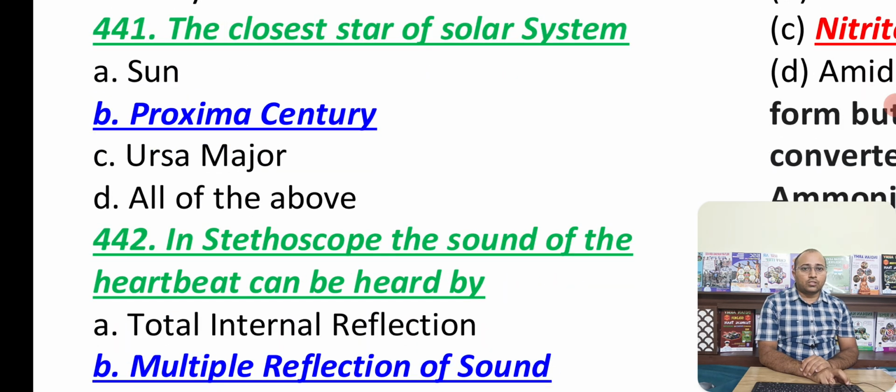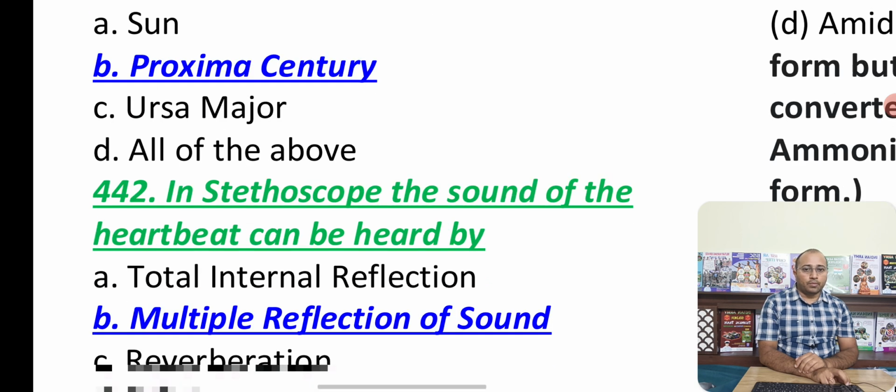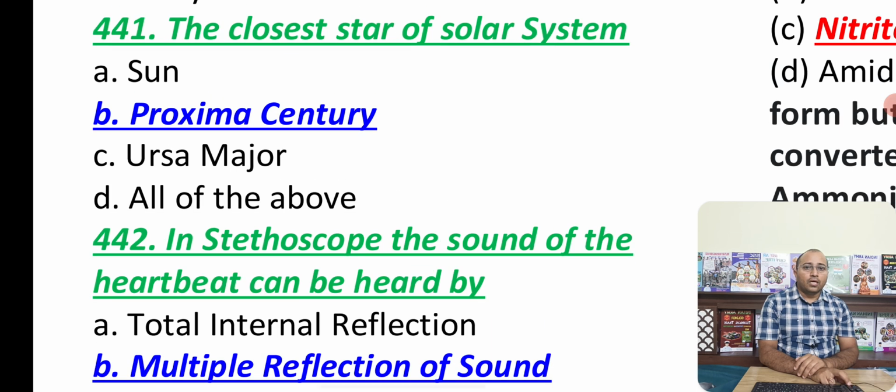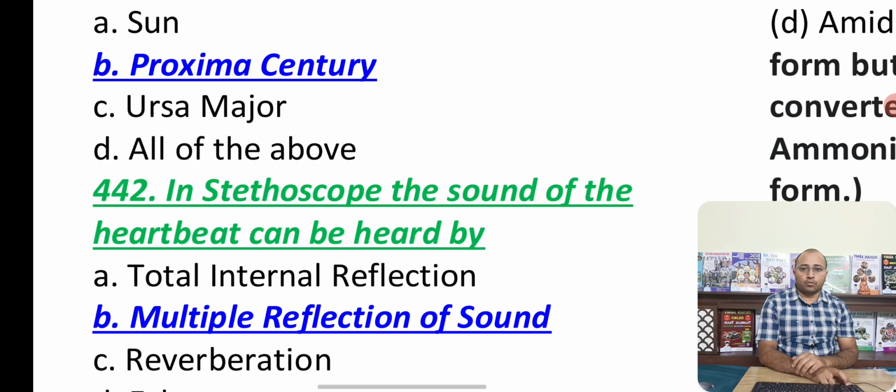The closest star to our solar system is Proxima Centauri. If it comes to the sun, though, we should remember it is not the closest star. The closest is Proxima Centauri, and we have different stars. The sun is also in our solar system, so it is not the one. So to our solar system, the closest is Proxima Centauri.